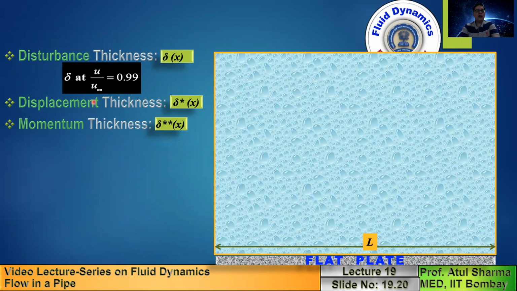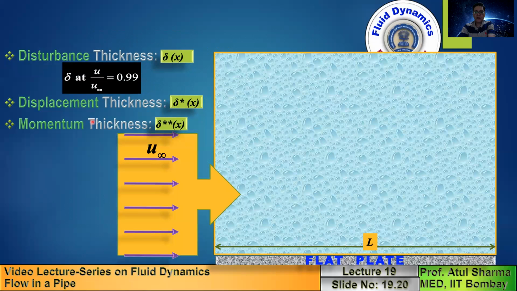So in the boundary layer, three different thicknesses have been proposed. First, which is called the disturbance thickness. So this corresponds to a different axial location, x location. The thickness is given by the height at which the ratio of u divided by u infinity is 99%. There are two more thicknesses which have been defined, which are called the displacement thickness and the momentum thickness. In this slide, I will present a physical explanation of this displacement thickness and momentum thickness.